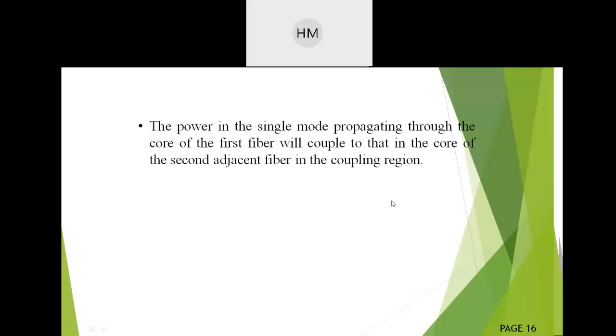What is happening? I am transmitting a signal. In the coupling region, the power will be coupled to other fiber also. ठीक है ना, to the adjacent fiber which is connected.